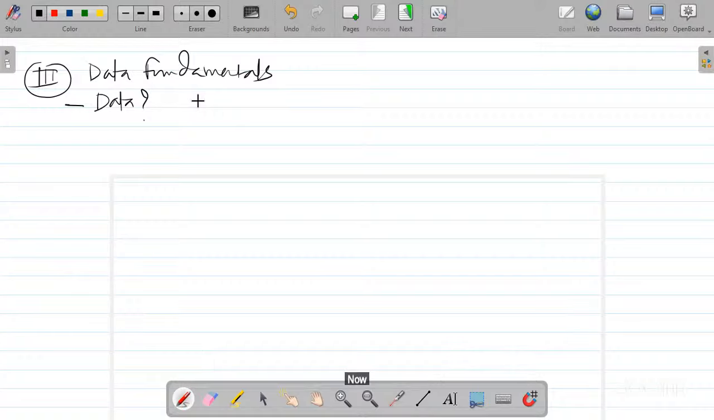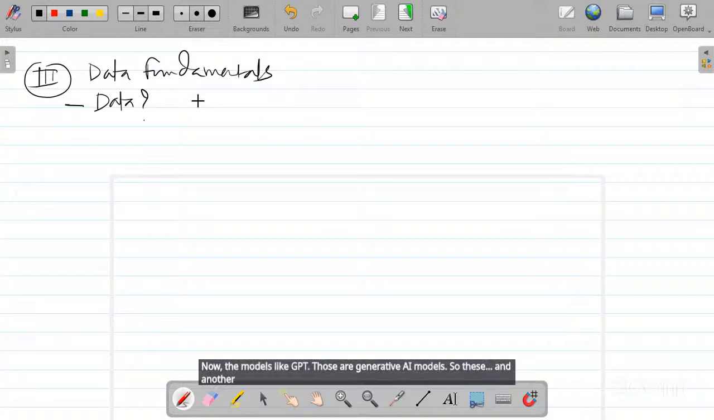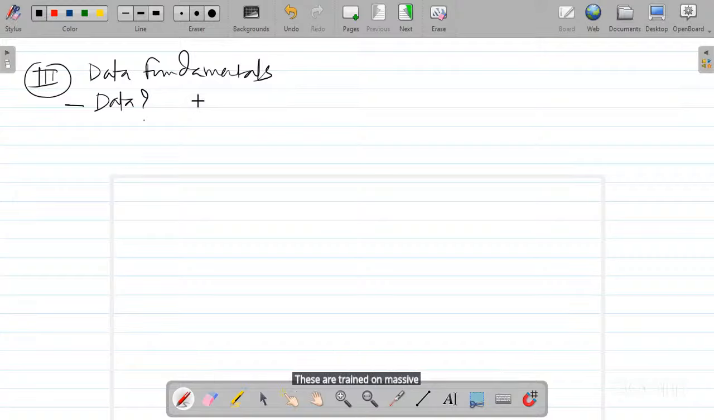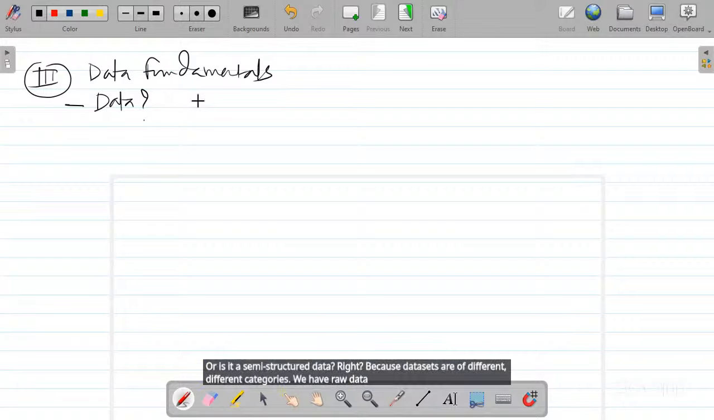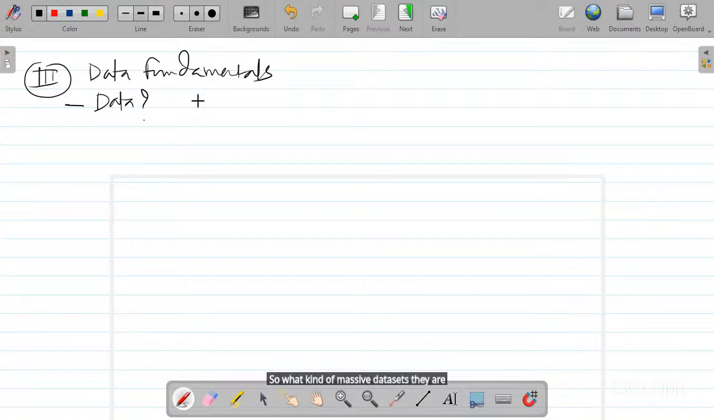Now, models like GPT, which are generative AI models, and another is Claude, are trained on massive datasets. We all know that. When these models are getting trained on massive datasets, the question comes: what type of data are they using? Is it structured data, unstructured data, or semi-structured data? Because datasets are of different categories. We have raw data also, and structured and unstructured options. So what kind of massive datasets are they using for training, and what kind of structure do they have?